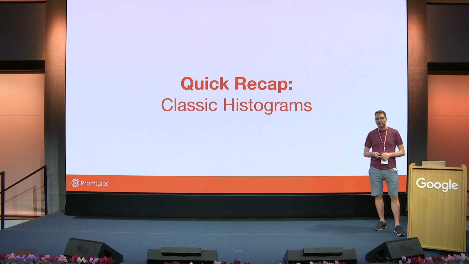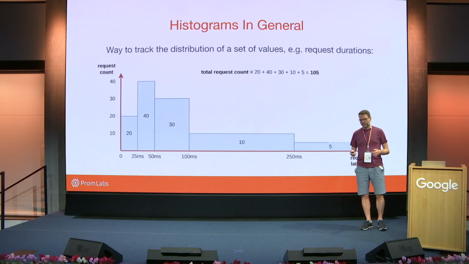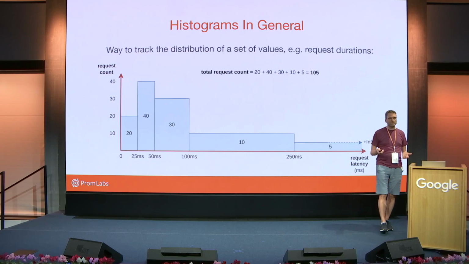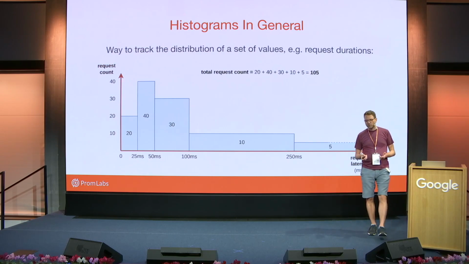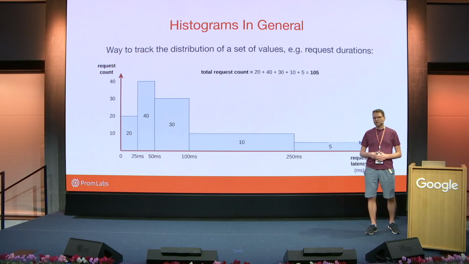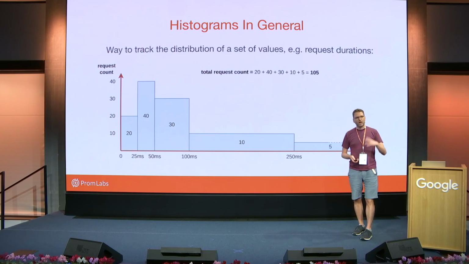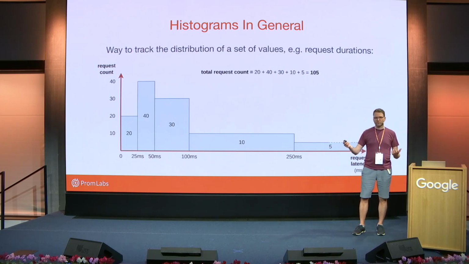So first, a quick recap around the classic histograms that have existed in Prometheus for many years already. What's good about them? What's maybe not that great? First of all, histograms in general are just a way to track the distribution of a set of values into a set of ranged buckets, so you have an idea of their distribution. For example, for request durations, how many slow requests do you have, how many fast ones, and so on.